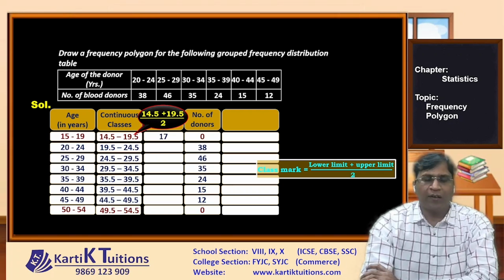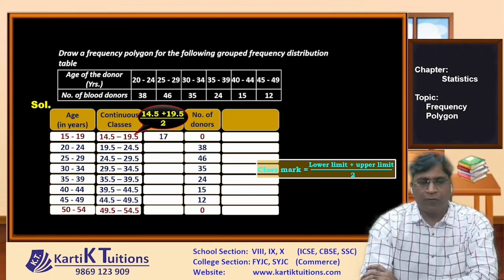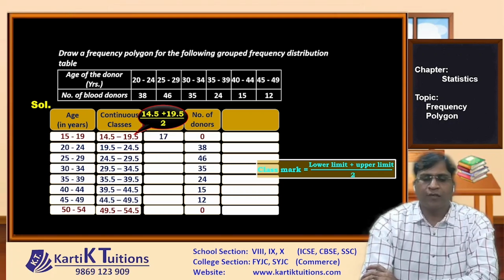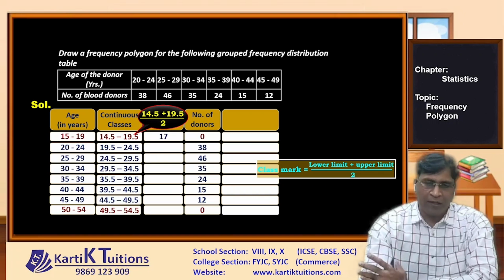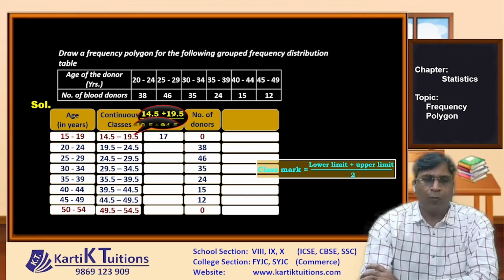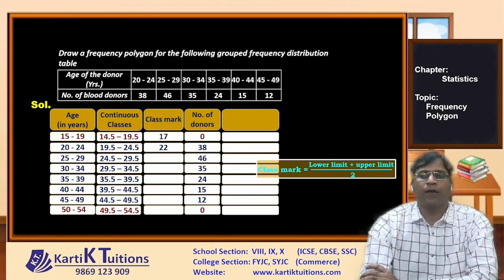Now if you find the difference between two continuous lower limits, you'll get the answer as 5. So just keep on adding 5. It will give us 22. Or else if you want to do the working, you can cross check it: 19.5 plus 24.5 upon 2. When you do that, you get 22. Now just keep on adding 5. So that is 27, 32, then 37, then 42, 47, and 52.